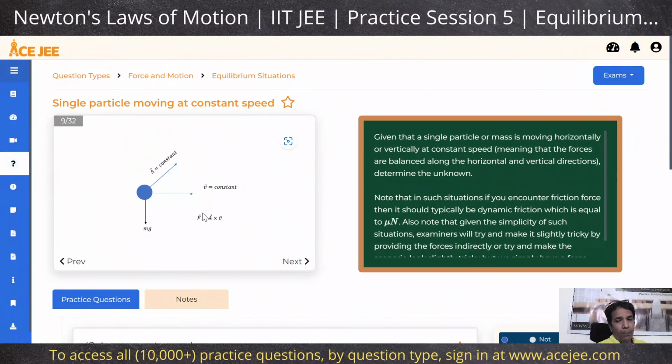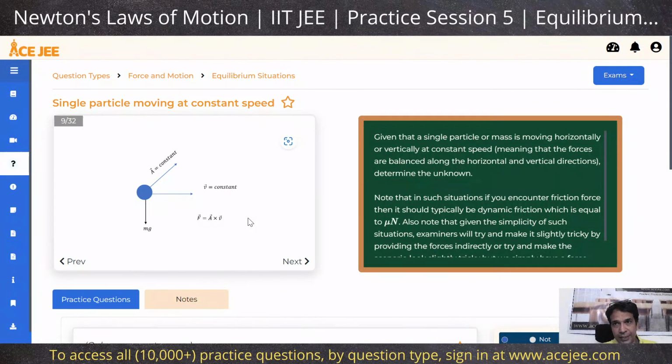They say a particle is being acted upon by a force which is given by A cross V, right? A cross V, where A is a constant vector, and V is the velocity vector, right? And the particle is in equilibrium in the vertical direction. In the vertical direction में equilibrium है, horizontal plane में नहीं है, right?